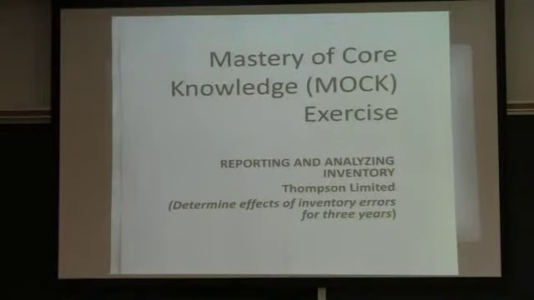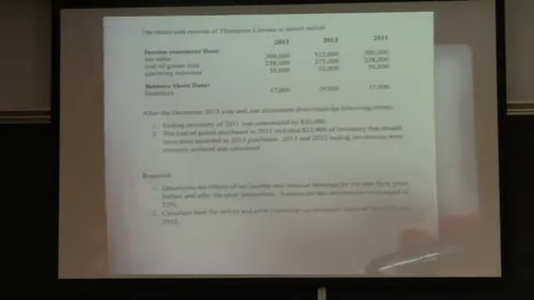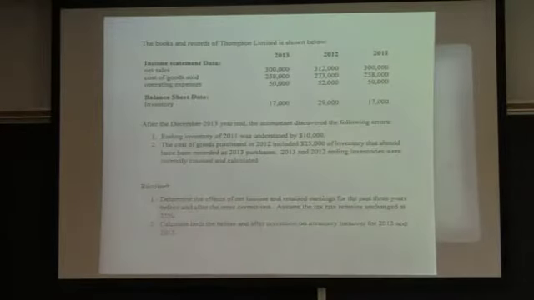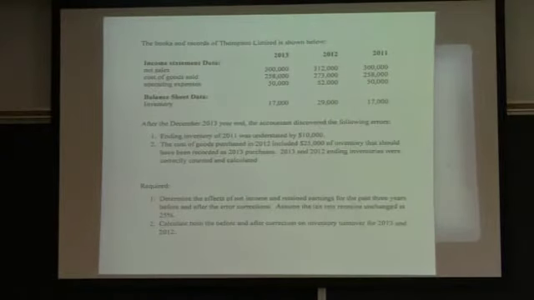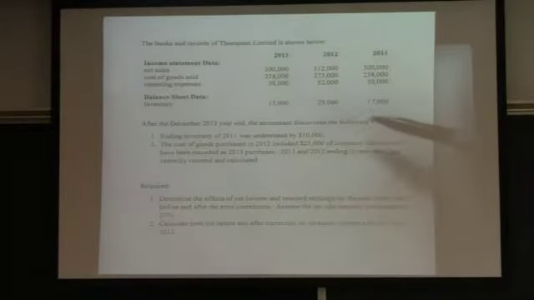For this mock exercise, we're going to take a look at a company called Thomson Limited, and we're going to analyze the impact of inventory errors for a 3-year period. So let's take a look at the question. These are the books and records of Thomson Limited, and we were given 2011 to 2013. What we're provided is information on income statement and balance sheet information.